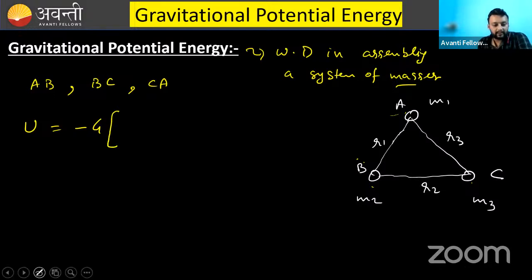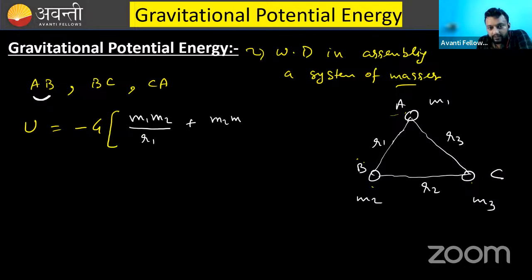Now start the bracket. Again, what you should do is multiply the charges of a pair, like A and B is a pair. So multiply the masses here, M1 and M2, and divide them by their separation. The separation between M1 and M2 is R1. Very simple.